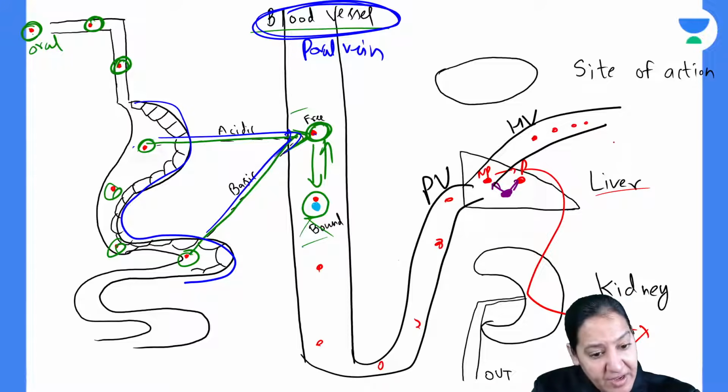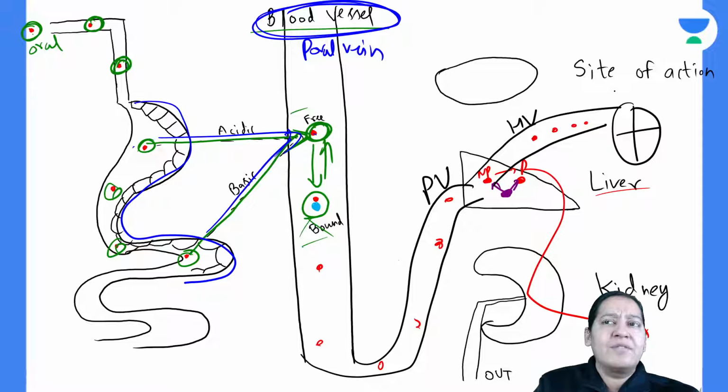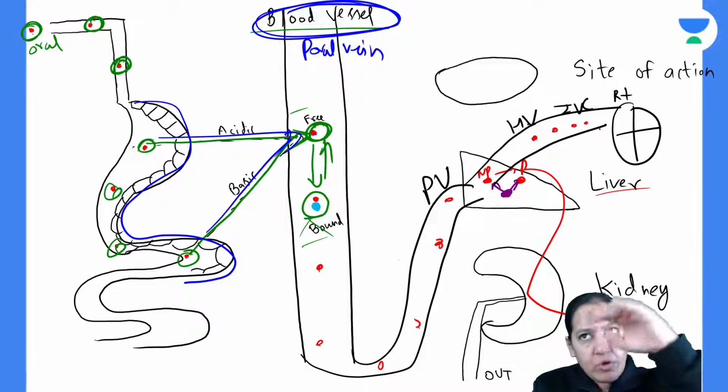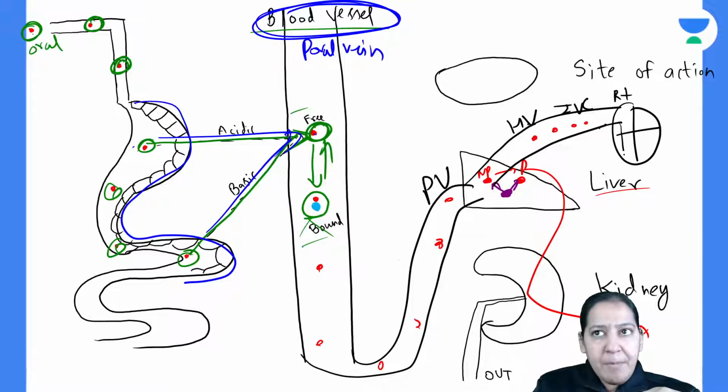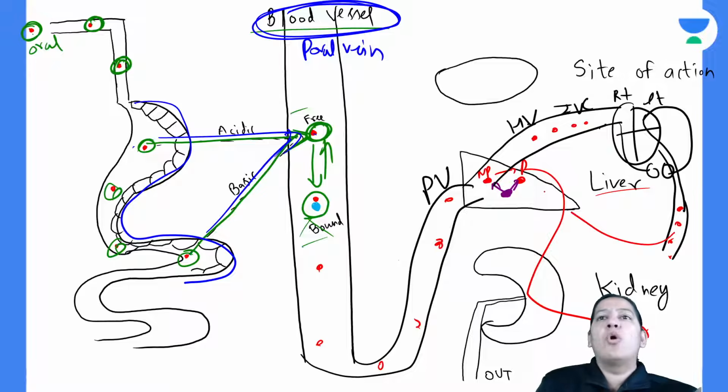Now hepatic vein will go to the heart. Let me draw a heart. All veins go to the heart now. The right side of the heart, SVC, IVC. So hepatic vein will go to IVC. IVC will go to right side of the heart. Right side, say impure blood will come to the lungs and from lungs pure blood is going to the left side of the heart. The pure blood is going to the aorta. So ultimately the drug is reaching the aorta. From aorta it will go to its site of action.